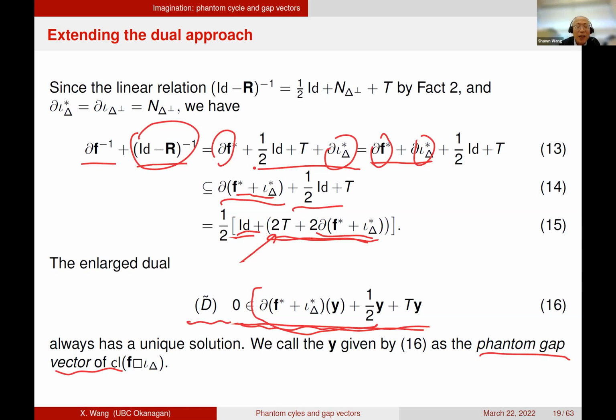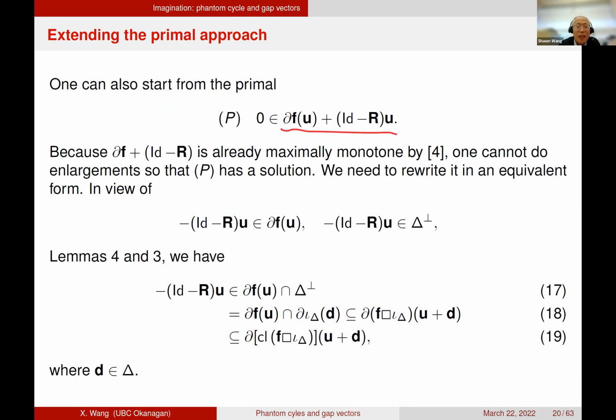Now you can do this problem also from the view of the primal problem. Say the primal problem you have this, right? But the problem with this one is, this is maximum monotone with full domain. This is maximum monotone. And the addition together must be maximum monotone by one of the results by Rockafellar, okay? Then you cannot do the enlargement here. Therefore, one has to reformulate this one. Instead of enlargement, we do the reformulation. So you see, you rewrite that one as this, right? But this belongs to delta perp. Therefore, this belongs to this intersection.